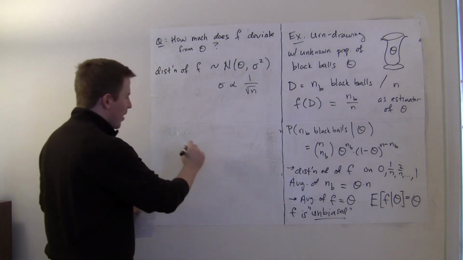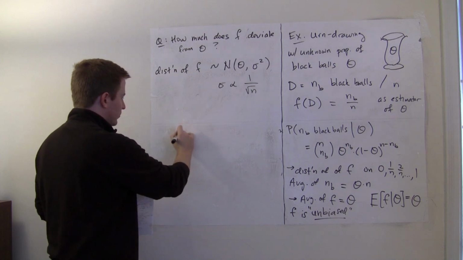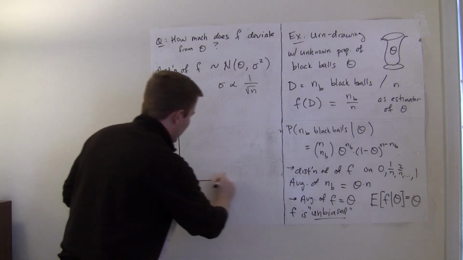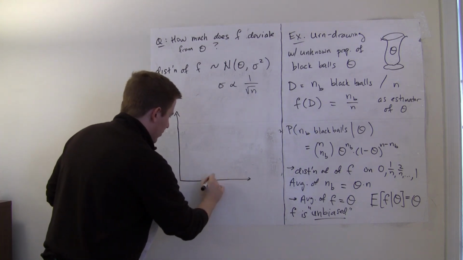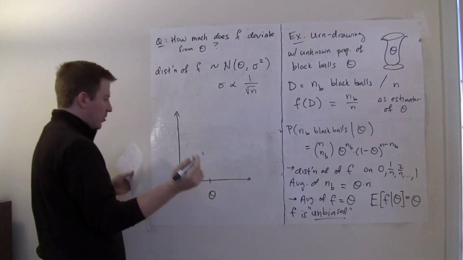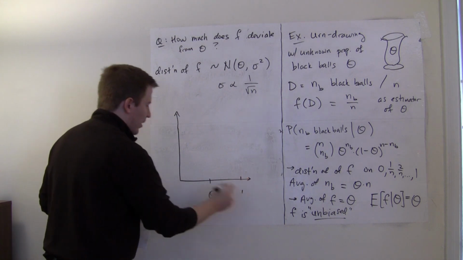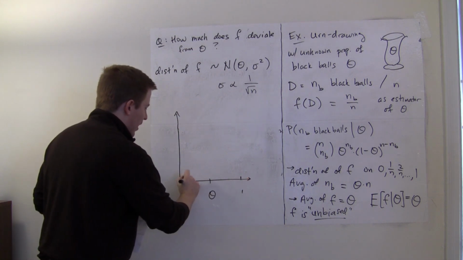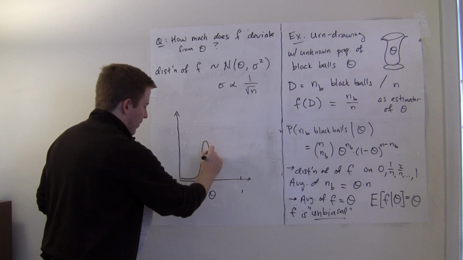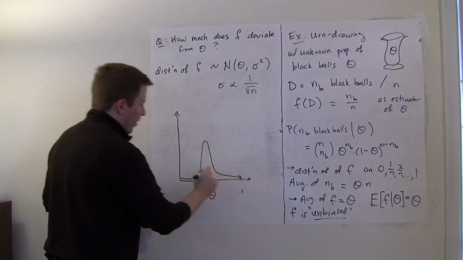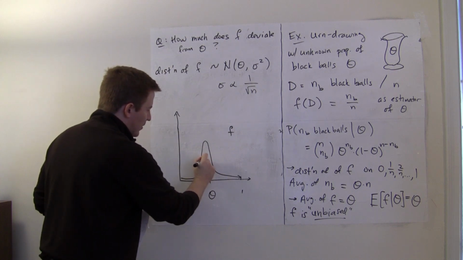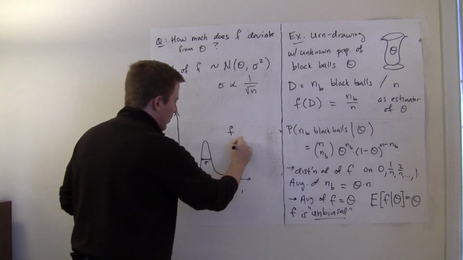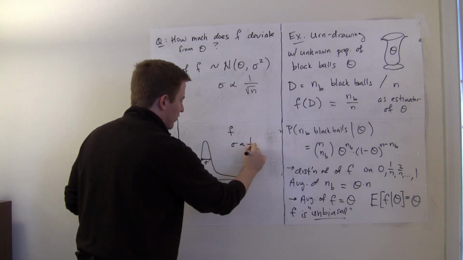If we draw that as a picture, it might look like this. We'll have theta being some value just in the middle here, somewhere between 0 and 1. The distribution of f then will have its peak around theta. So this is the distribution of f. And the spread of that distribution, however we really want to define it, is some number sigma, where sigma is proportional to 1 over the square root of n.